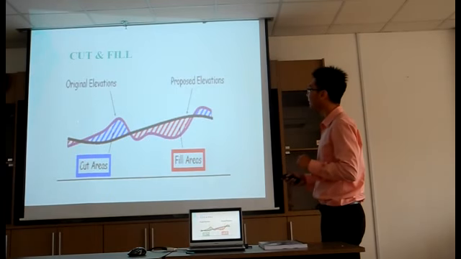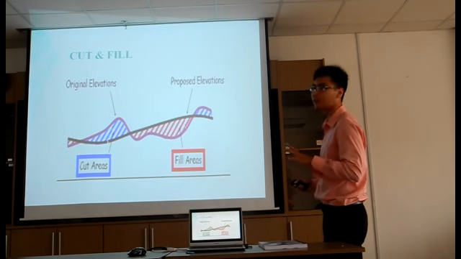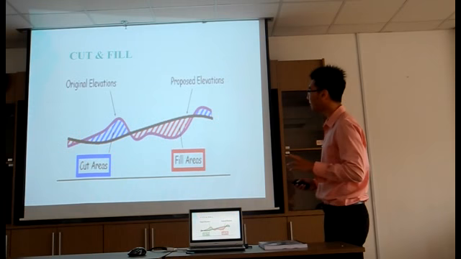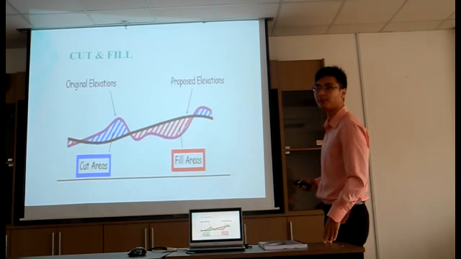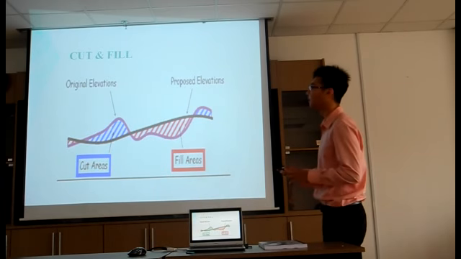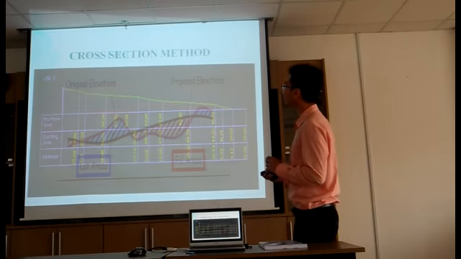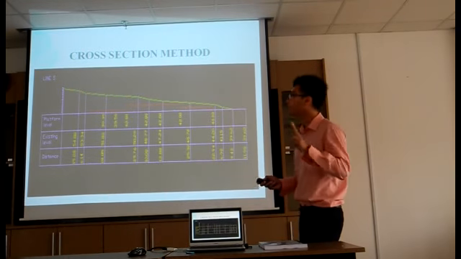This is the cut and fill. For example, this is the existing contour, the existing land use, and this is the proposed platform level. So for this area we have to cut, and this area we have to fill. This is the basic concept of cut and fill based on BS 6031. Okay, so we have chosen two methods.